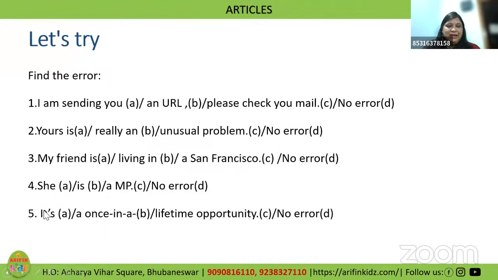Let us move on to the next slide, and I have some more questions for you from the previous year papers. Now let's see how quickly you are able to solve the questions. The first question says, I'm sending you an URL. Please check your mail. Quickly. Come on, we have to move to the definite articles also. I'm waiting for your answers.